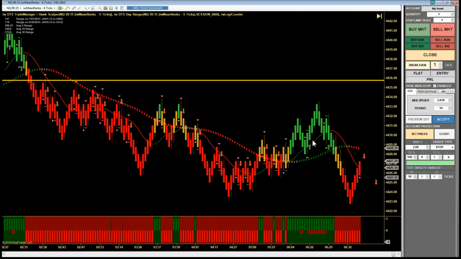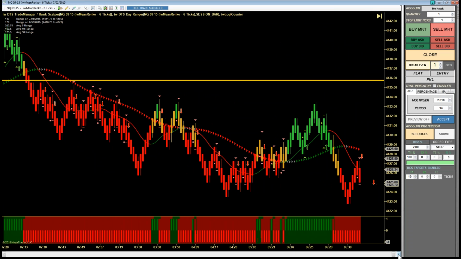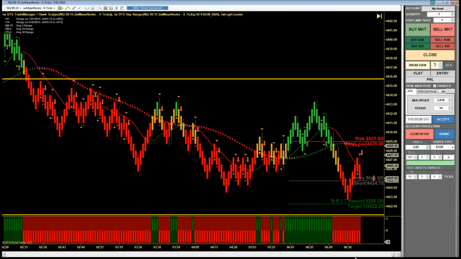Here was our first micro-macro cross to the downside. Now the first micro-macro cross on the Hawk, again, very powerful signal, very, very high success rate. Another one of these signals that I'll take almost without exception.